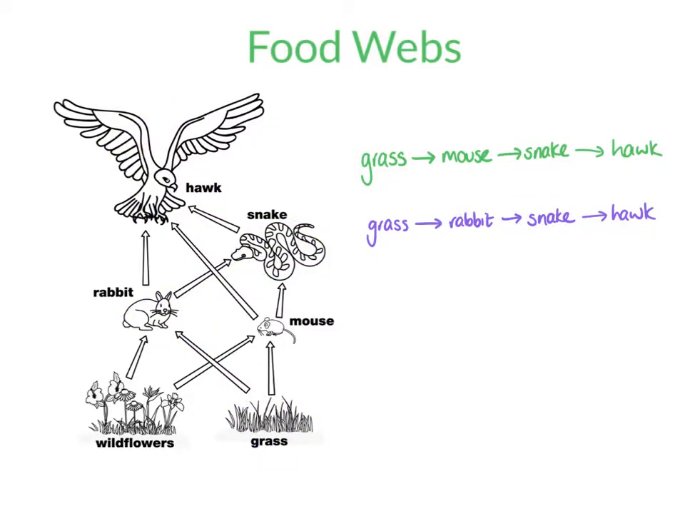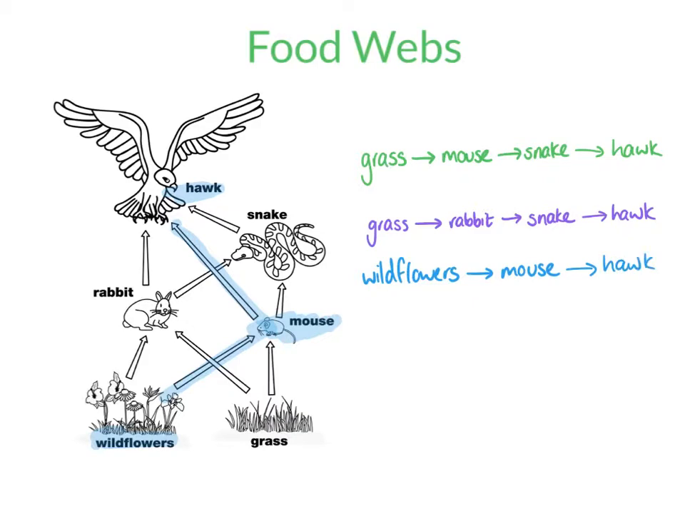Let's try writing one more together, and this time let's start at the bottom with our wildflowers. And again, let's follow one arrow up. We could go this time to our mouse. So the start of our food chain will be wildflowers, arrow, mouse. Let's keep following our arrows up. We could go a couple of different directions here, but let's this time go straight to our hawk, because you can see that there's an arrow going from our mouse to our hawk, which shows that hawks eat mice. And so simply I would draw an arrow and write hawk.